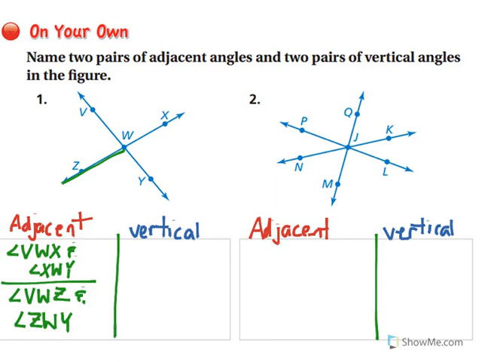Now, when dealing with the vertical angles, again, I have this line and this line that are intersecting lines. And so I have, we could say, these two angles are vertical. So I have angle VWX and I have angle ZWY.